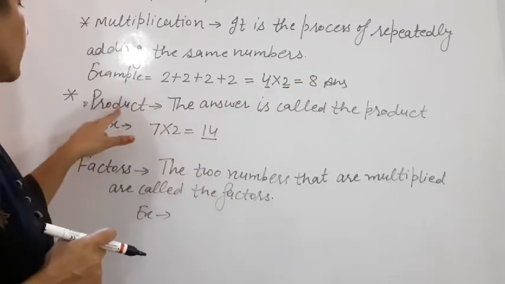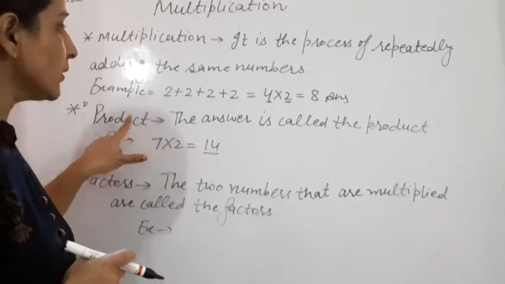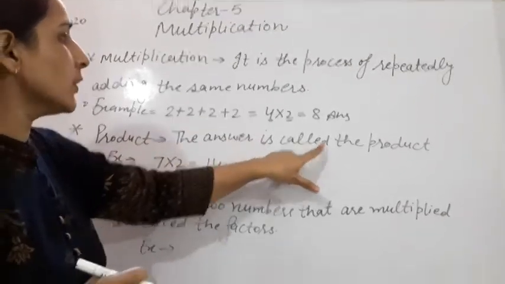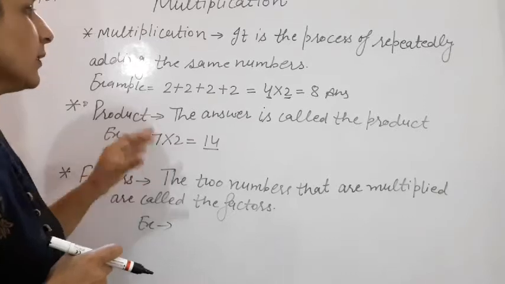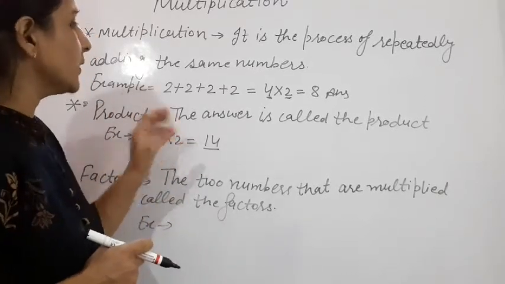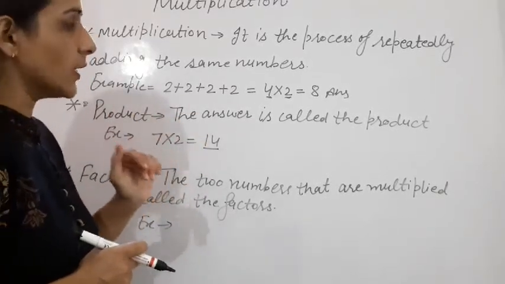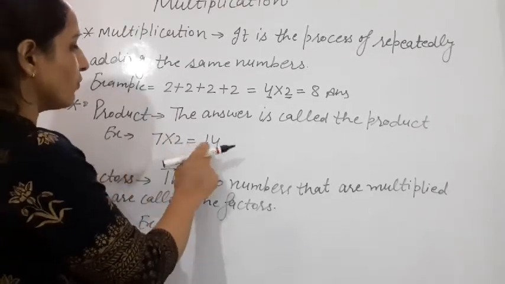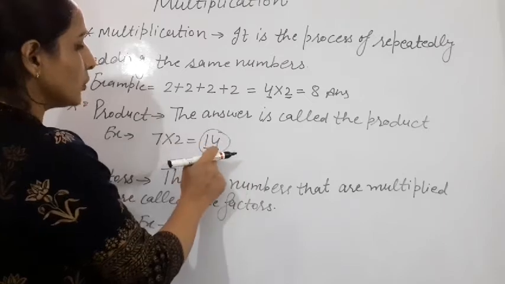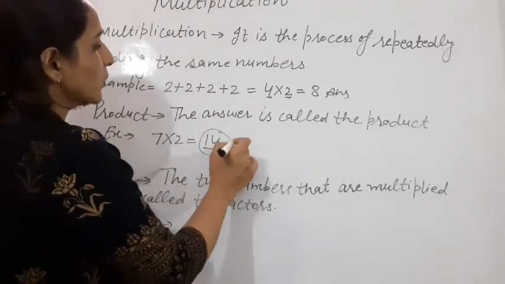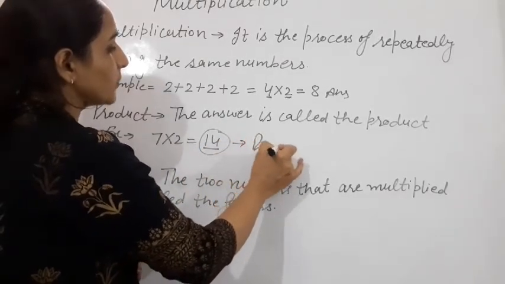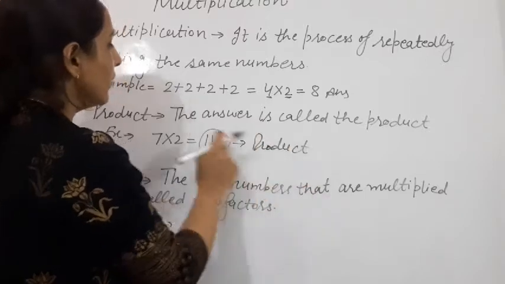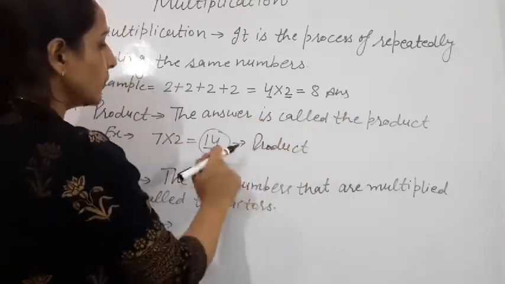The next one is product. What is the product? The answer is called the product. Clear? When you multiply the given numbers, the answer which you get is the product. For example, 7 twos are 14. So here you get the answer as 14. So that is the product. Clear? The answer is called the product.